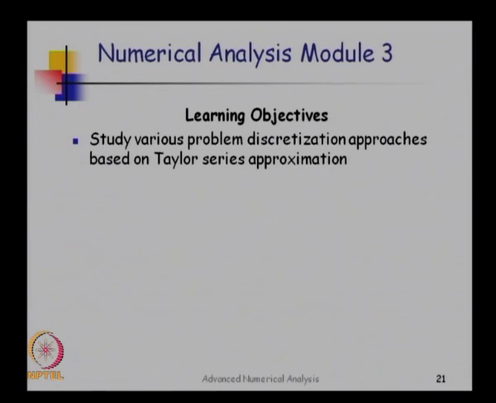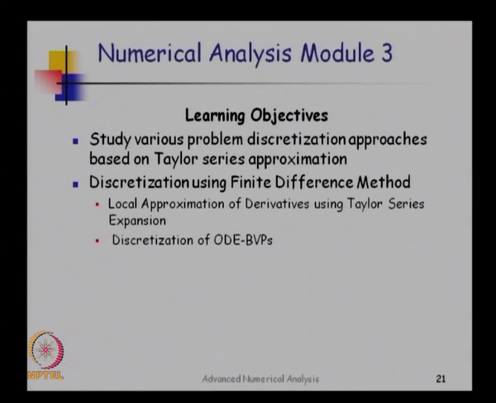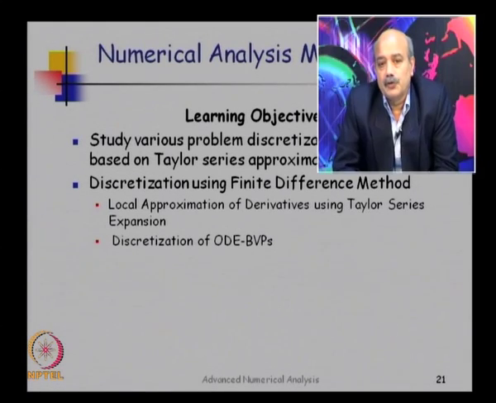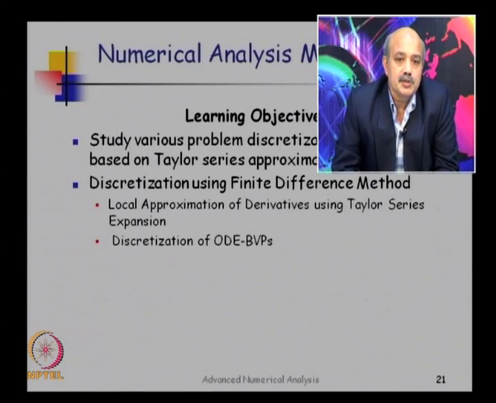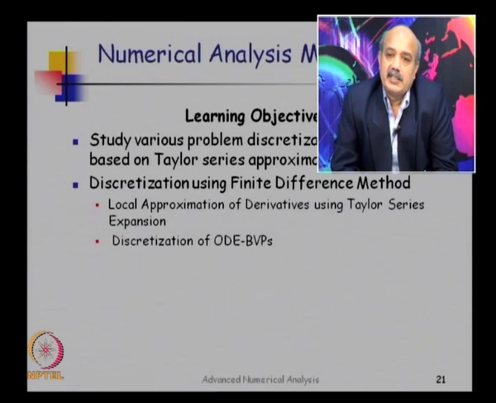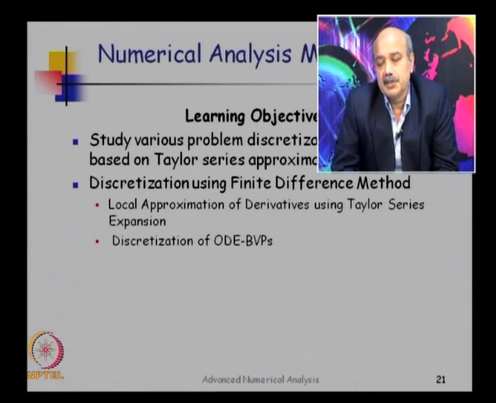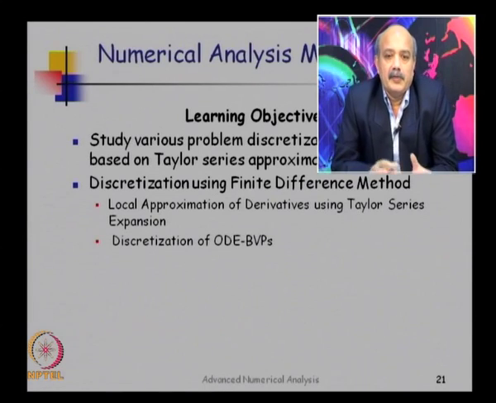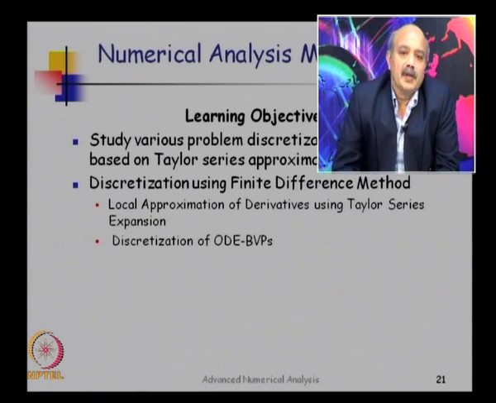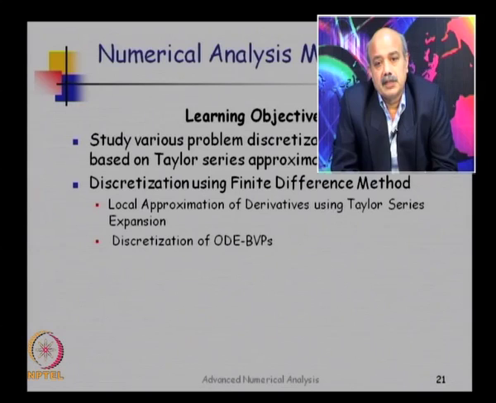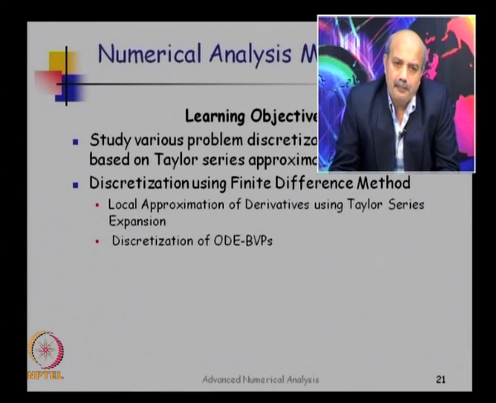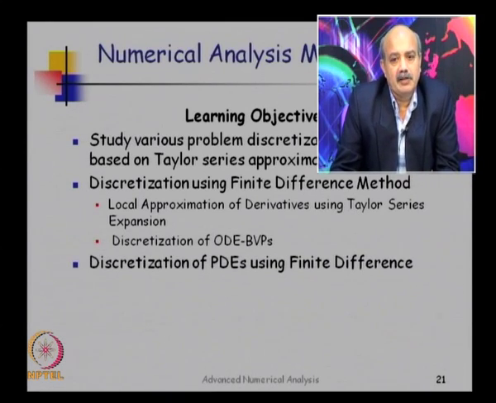So this is used in a variety of numerical tools. For example, for developing the method called the method of finite difference. The method of finite difference is used for discretization of ordinary differential equations, boundary value problems, ODE BVP. They get transformed into a set of algebraic equations. This method is also used for transforming partial differential equations into a set of algebraic equations.